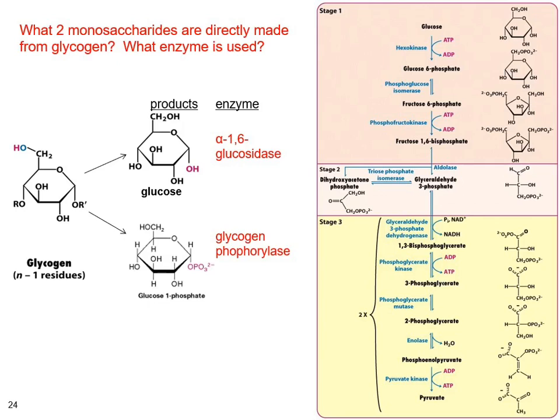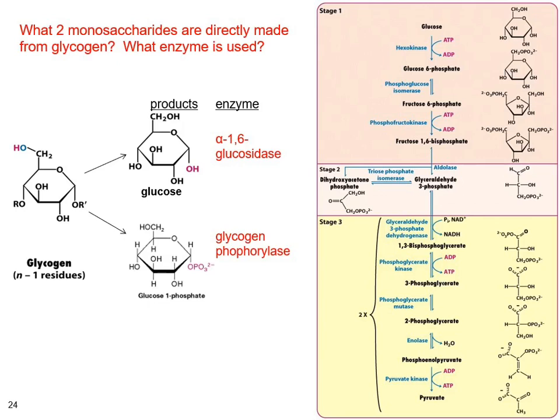Most of the time, we make glucose 1-phosphate. Only when we come to a branch point do we actually make a glucose at any point. So most of the time we're making glucose 1-phosphate. And the enzyme that does that is glycogen phosphorylase. The enzyme that breaks off a sugar molecule, a monosaccharide, to make glucose immediately or directly is alpha-1,6 glucosidase. But most of our work is done by glycogen phosphorylase because most of our bonds are not alpha-1,6. Most of our bonds are alpha-1,4.